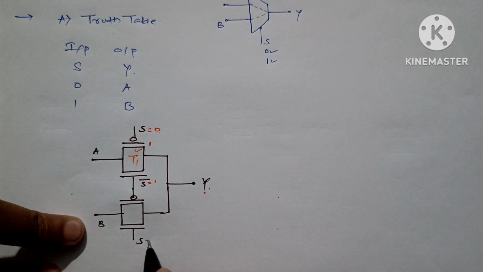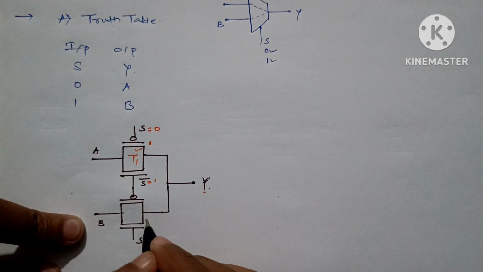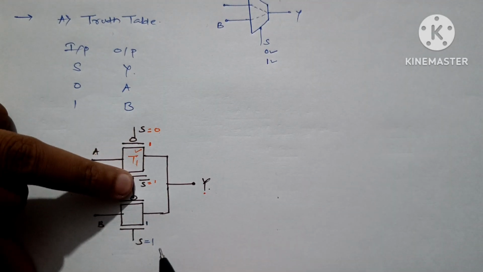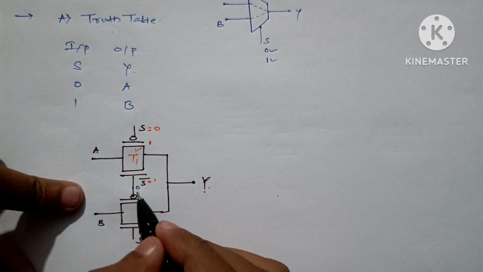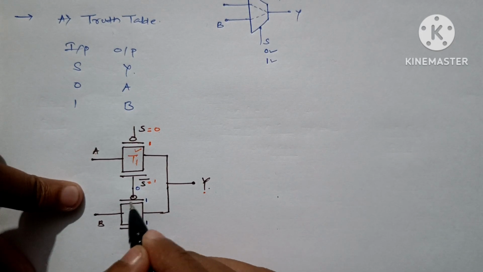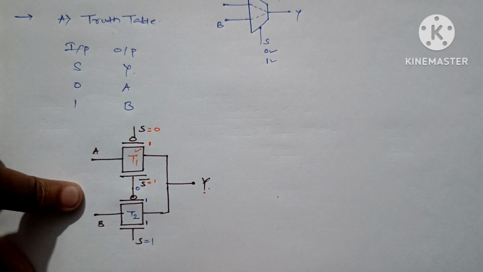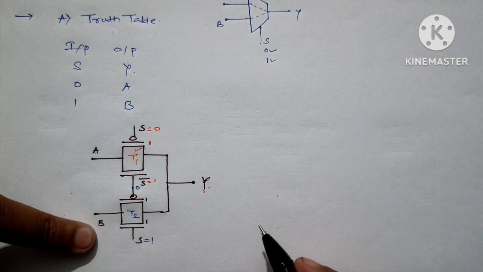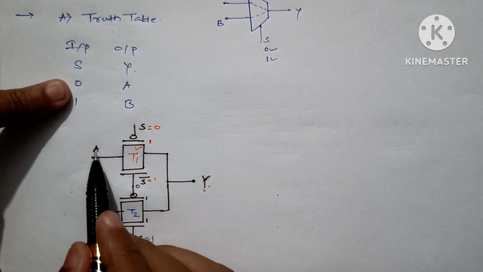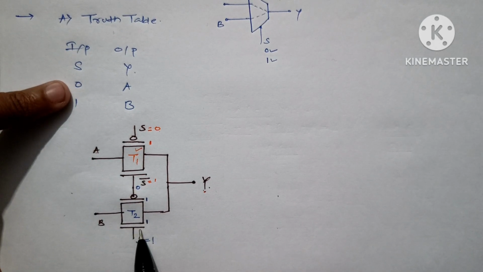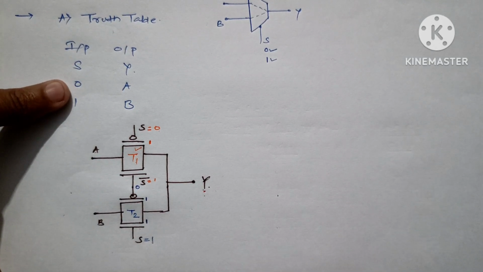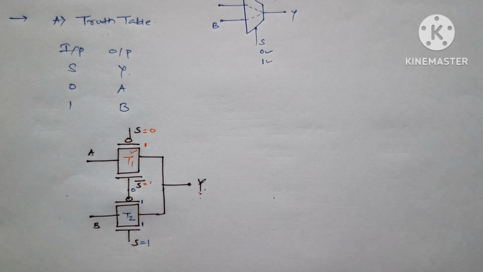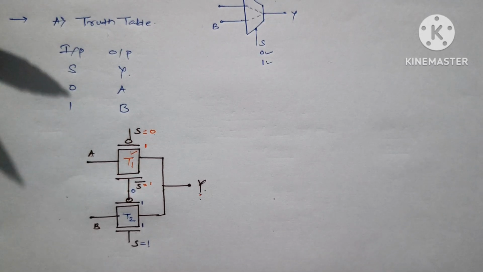Now when S is equal to 1, logically here it will appear as 1. Now S bar will be 0, and 0's complement will be 1. So in this case transistor T2 will turn on, and if T2 is turned on, B will be connected to Y. So we can say when S is 0, A appears at output, and when S is equal to 1, B appears at output. So this is how we can implement a 2 by 1 mux using the transmission gate. I hope you understood this concept.